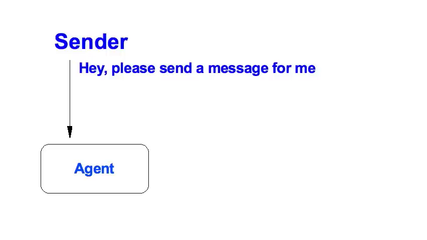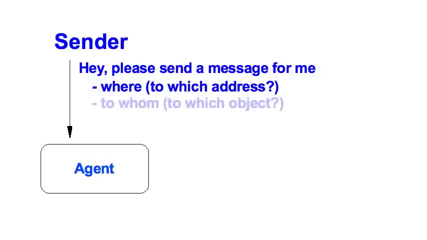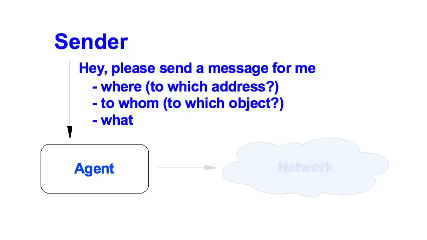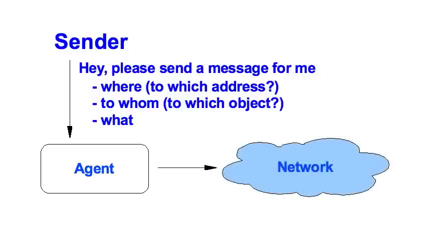But in order to send a message, we have to provide the following information. Where, which means to which address the message has to be sent. To whom, to which logical destination object. And what is the body of the message. Having this information, the agent can serialize the message and send it through the network.